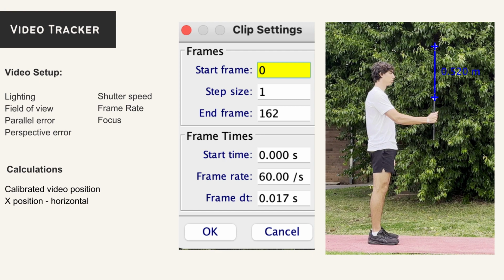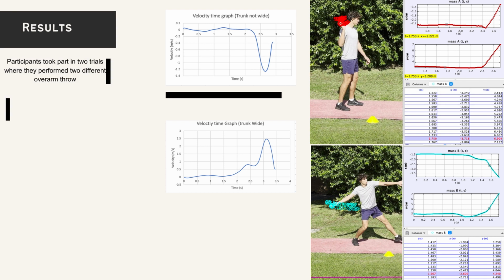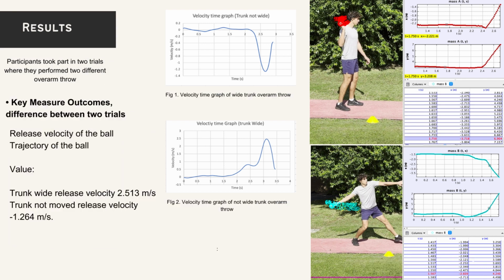Now moving on to our next slide, that would be results. Firstly, we started with our participant who took part in two trials where he was supposed to perform two different overarm throws. The first one would be a simple overarm throw but without winding up his arms, and the second one would be by winding up his arms.